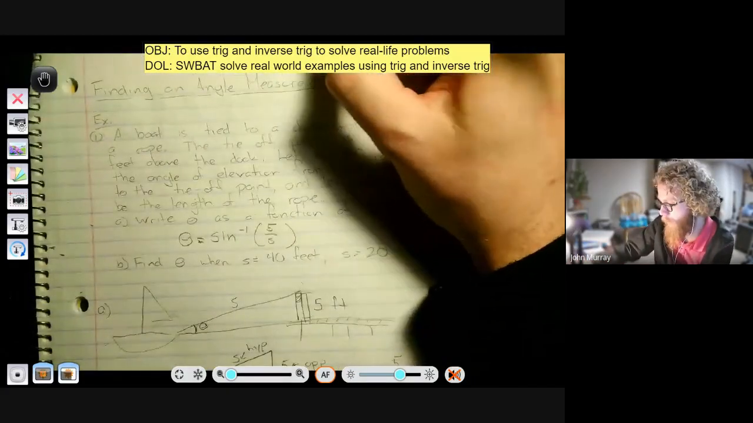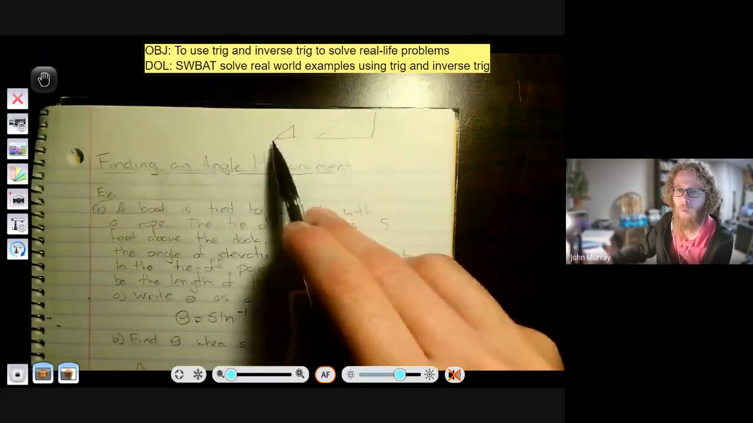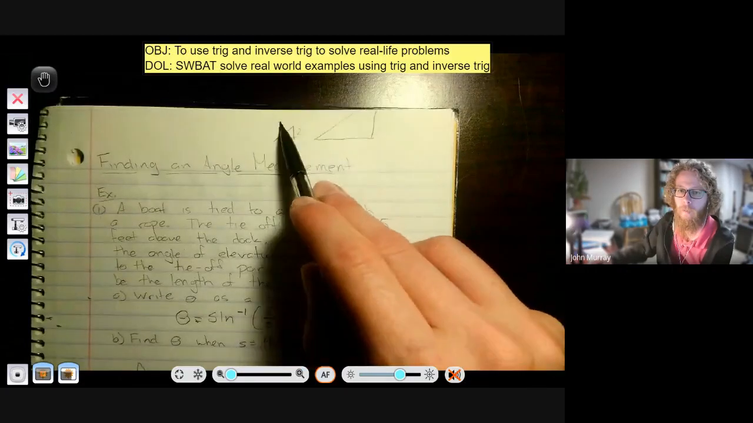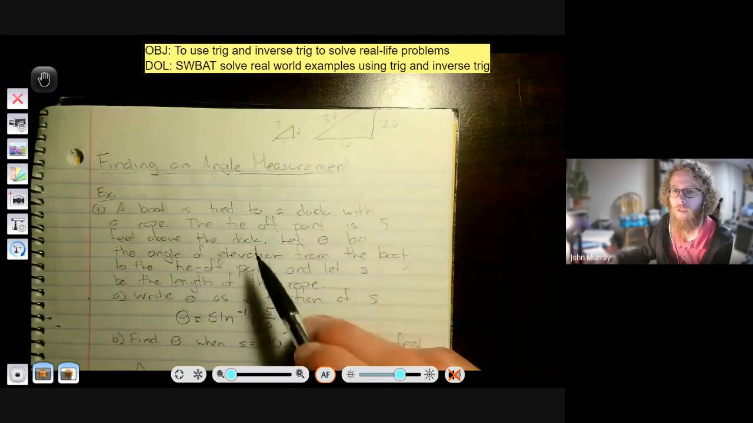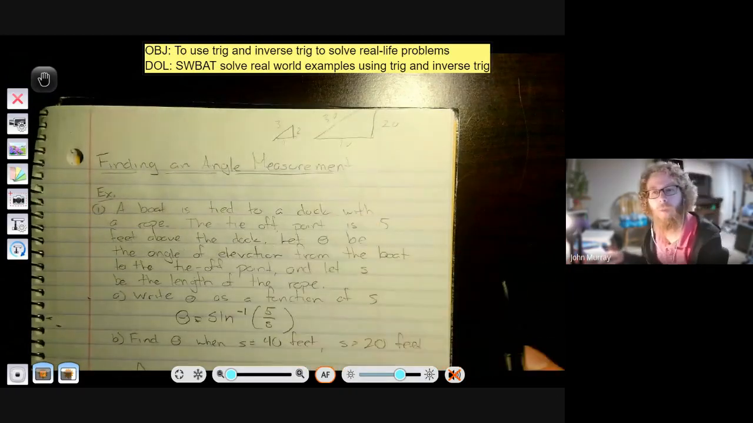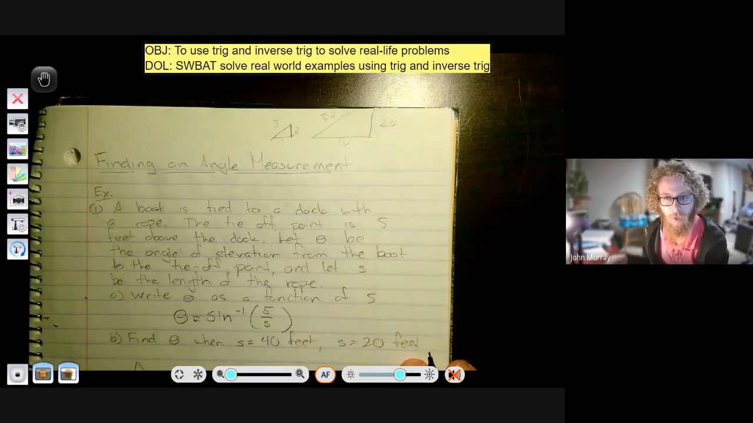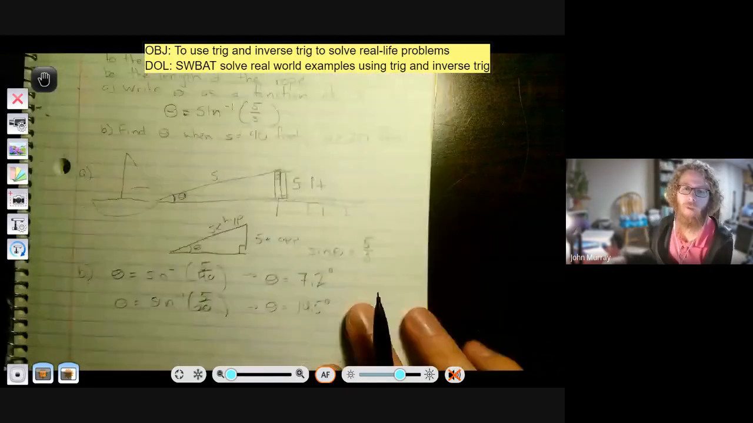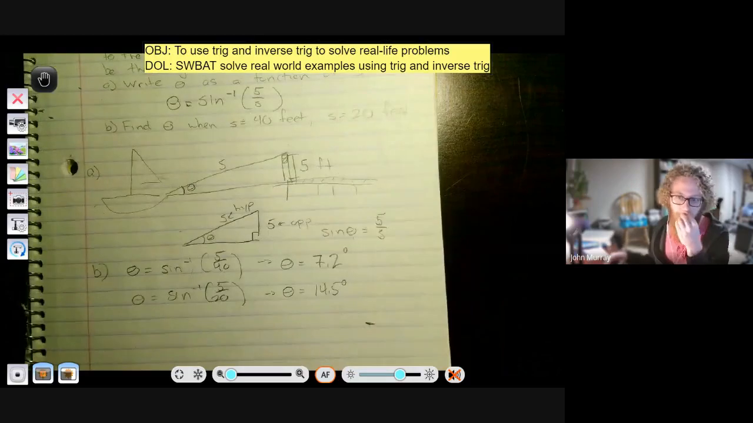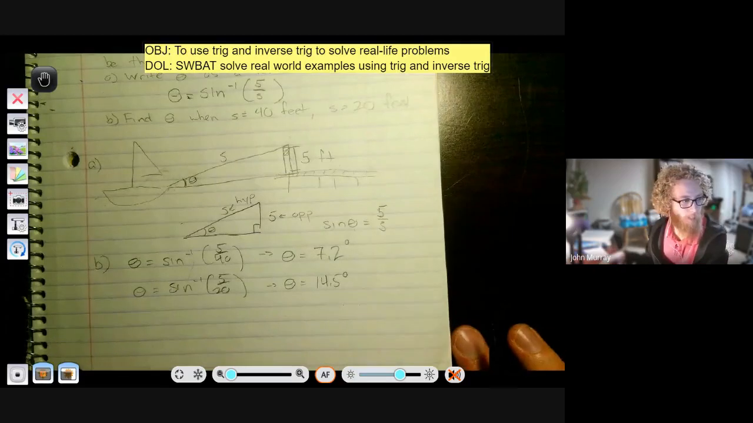Because I can have two very different sized triangles, but if the proportions of the sides are the same, then my angles will still be the same. You guys learned that back in geometry when you did dilations and similar triangles. They would be similar triangles if everything increased or decreased proportionally. All right. Any questions about that, setting it up and things like that?